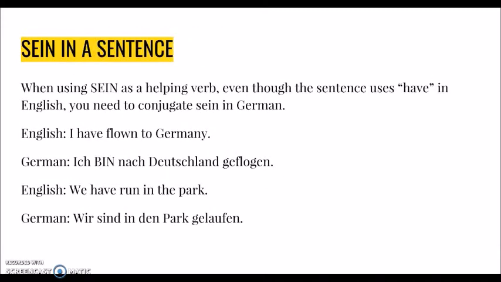When using sein as a helping verb, even though the sentences use have in English, you need to conjugate sein in German. I have flown to Germany, but ich bin nach Deutschland geflogen. We have run in the park, but wir sind in dem Park gelaufen.